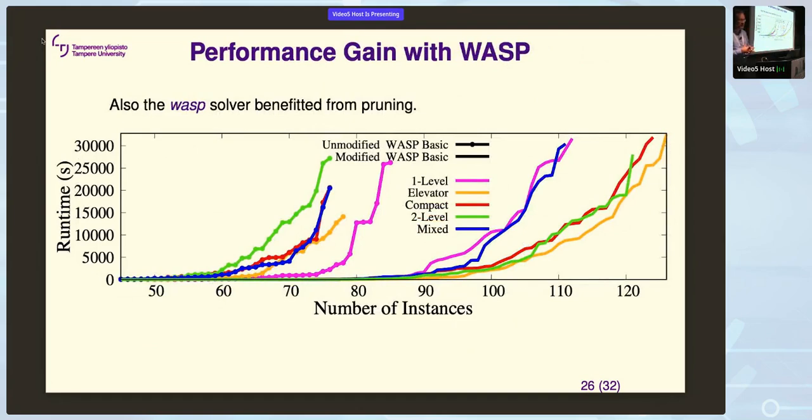And then we also compared this to the LASP solver. It was slightly slower than CLASP, but still they showed a similar kind of trend for all the encodings. Using the pruned encoding, or pruning rules and constraints, we improved the efficiency quite a lot.